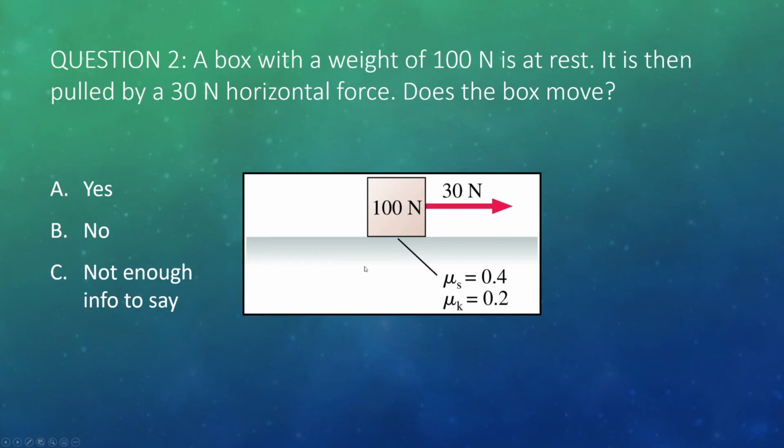Now, keeping this in mind, let's go to question 2. Here we see a similar situation, a box with 100 newtons as its weight that is pulled by a 30 newton horizontal force. Question asks, does the box move? Well, the box would move if your force of 30 newtons is greater than the friction force.